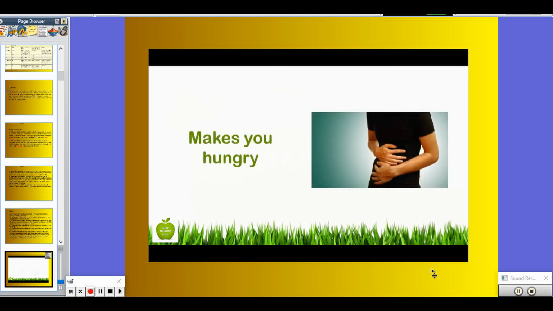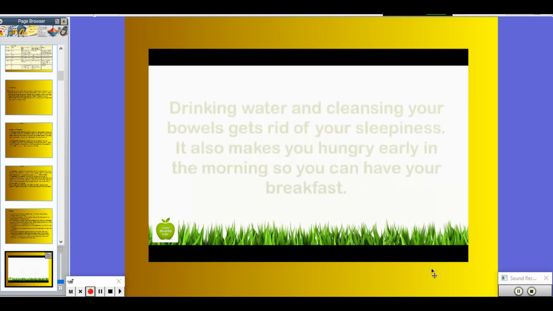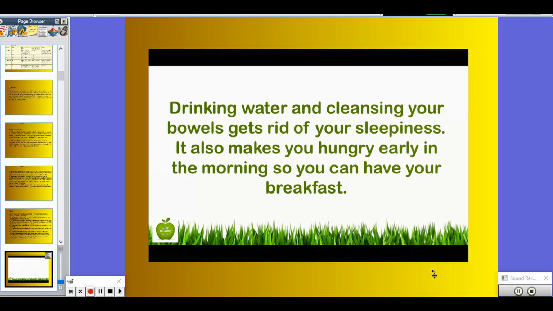Makes you hungry. Drinking water and cleansing your bowels gets rid of your sleepiness. It also makes you hungry early in the morning so you can have your breakfast.